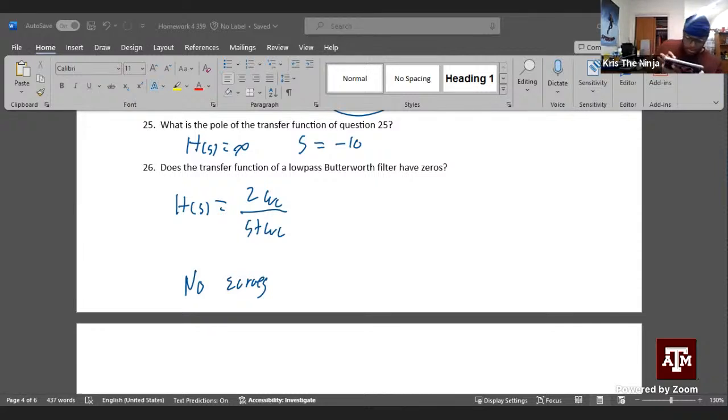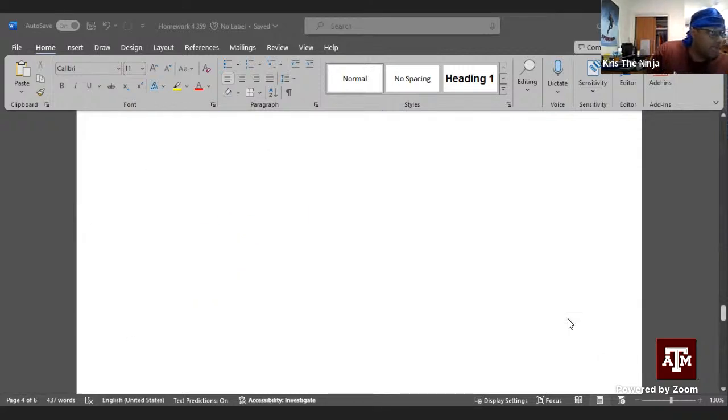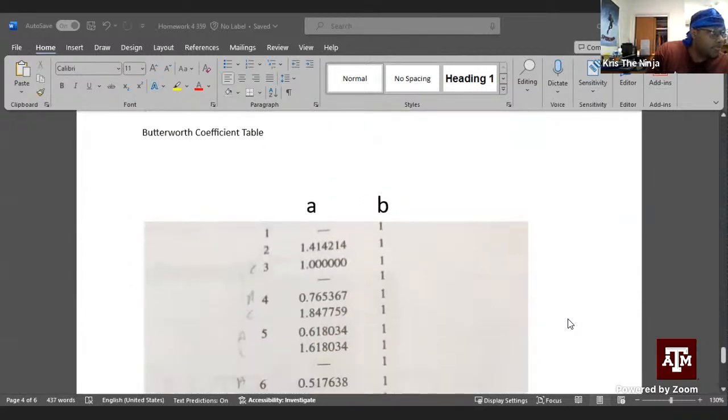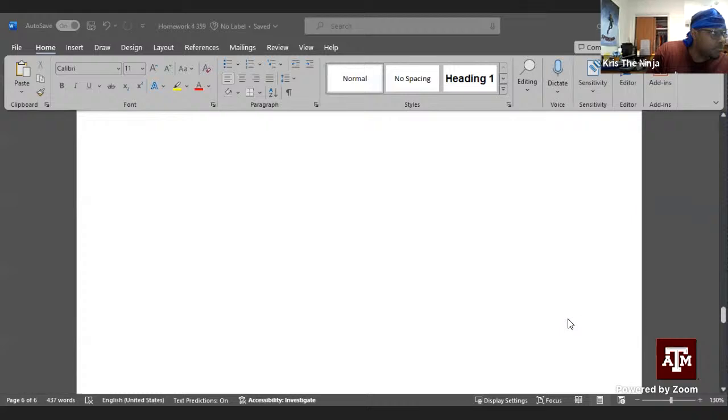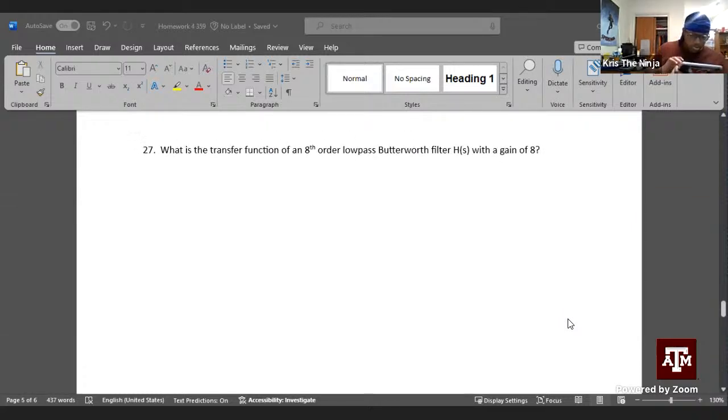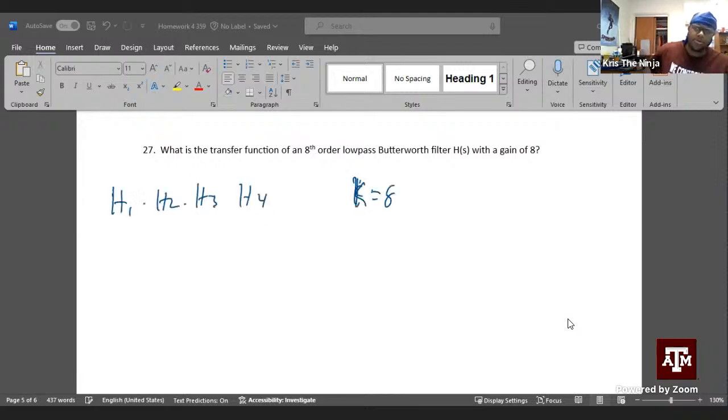Okay, so we want an eighth order. The last question on here, oh, he actually gave us the chart, at the very bottom. So for an eighth order filter, our transfer function would be H1 times H2 times H3 times H4. We wanted a gain of 8, so K at the end equals 8. How can we get a gain of 8? Well, we could do all the gain up front and then multiply everything else by 1, or we could split it up and have the last stage have a gain of 1.